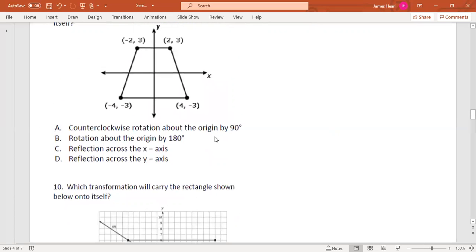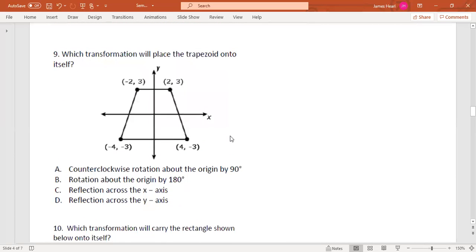Let's see, on to number 9, another transformation here. You're asked which one of these transformations turns the trapezoid into itself. So again, it's basically test them. Let's go through and see which ones actually do something. So if we go counterclockwise rotation 90 degrees, well, if we go 90 degrees counterclockwise, our trapezoid looks like that now, so that's a no.